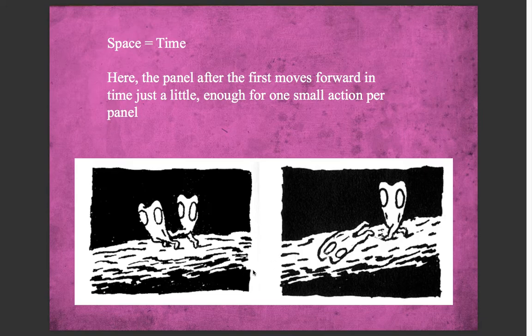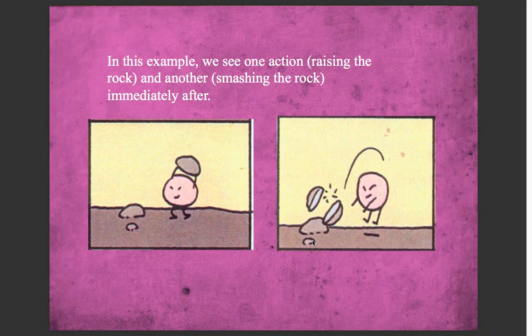So that very small period of time is represented by this space on the page, by these two panels taking up that space. Here's another example. This character, Mr. O, is about to smash this rock, holding it over his head. Bang, second panel, it's smashed. So there we go. One action, it's held up over his head. Second action, it clanging into two halves on the rock.